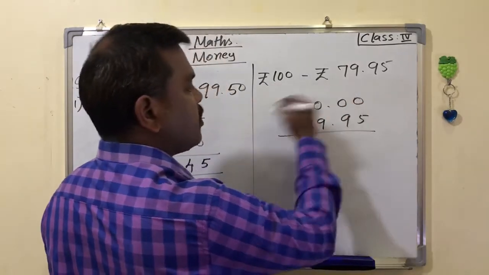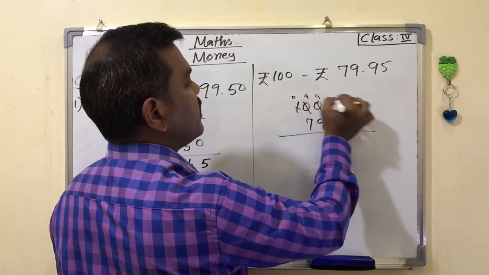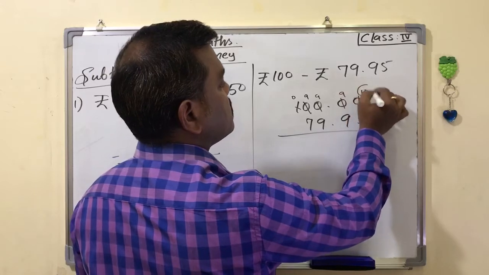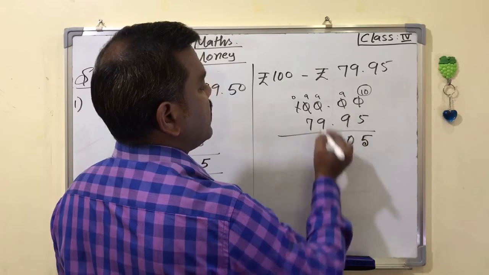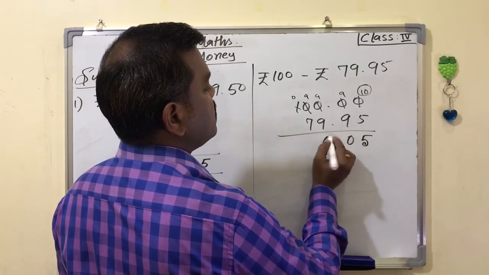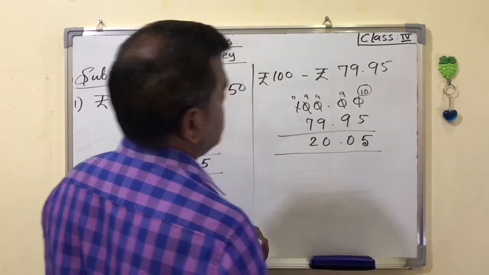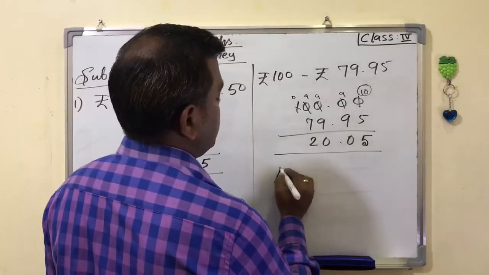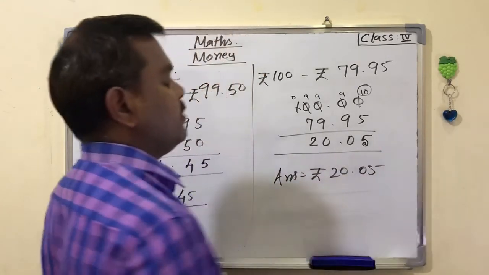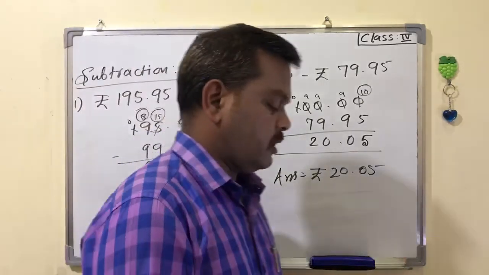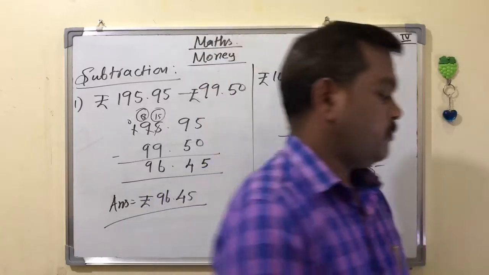0 minus 5, we cannot, so borrow from the side. Here full zeros. Now this is 0. This one 9, 9, 9, 10. Okay. 10 minus 5, 5. 9 minus 9, 0. 9 minus 9, 0. 9 minus 7, 2. So rupees 20.05. So the answer is rupees 20.05 paisa. Okay, this is the way you have to subtract, and some word problems, some story sums, we can also do.